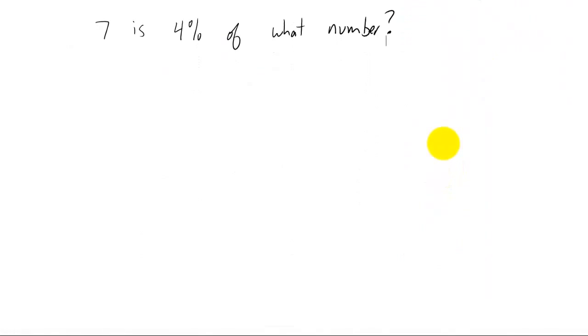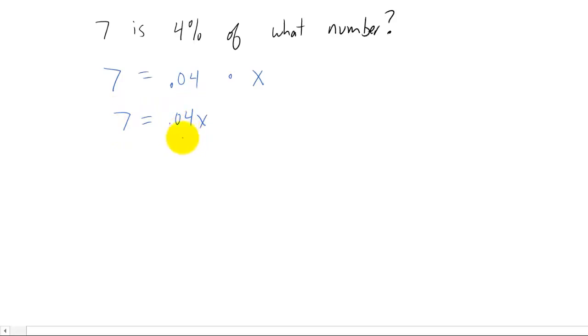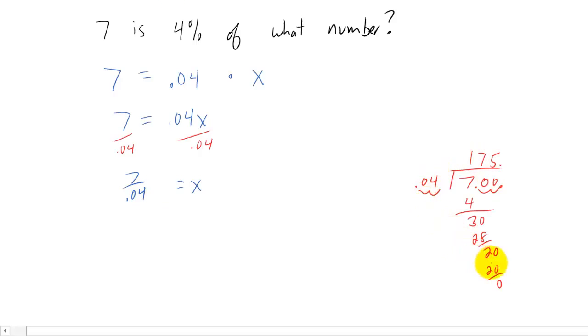7 is 4% of what number? We translate that into an equation. 7 is, equals. 4%, if we move the decimal place twice, is 0.04. "Of", and then "what number" is x. So again, we have an equation that we can solve. Typically we would write it as 7 equals 0.04x. And we know how to solve this equation. Same as last time, we divide by the number that's in front of the x, which is 0.04. And we get that x equals 7 divided by 0.04, and we just have to do the long division again. I worked out the long division over here, and I got that x is 175.